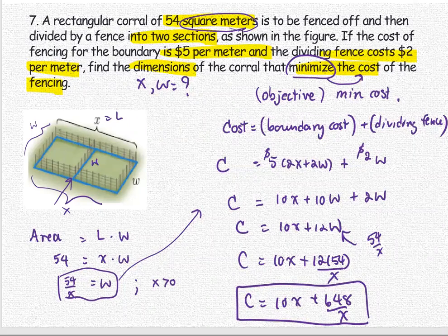Okay, x is greater than 0, and x has no right end, so it can be as great as you can go. But the main part of this is to minimize the cost. We're going to find the two numbers, x and w, that give the lowest value of the cost. So for this one, C equals 10x plus 648 over x.